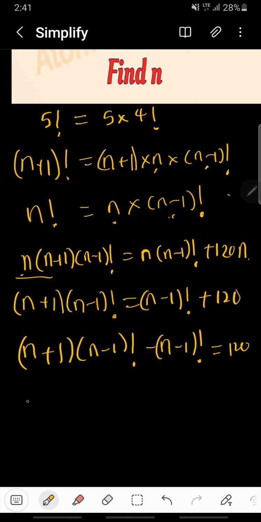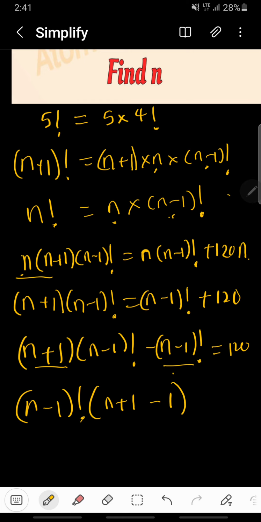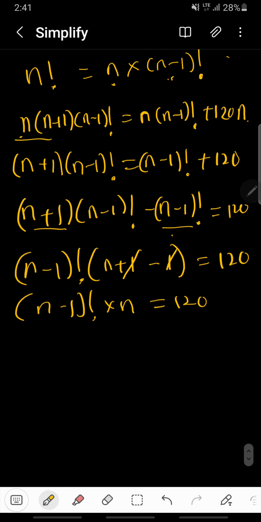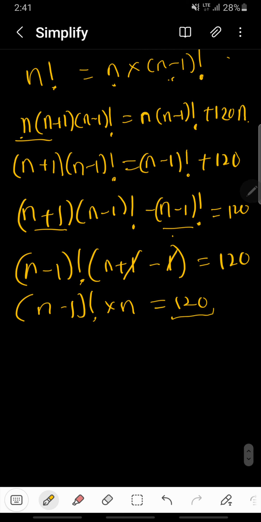From here, n minus 1 factorial is common. I'll factorize it out. It'll give me n plus 1 here, then all of this will be minus 1, is equal to 120, and that is n minus 1 factorial. The n cancels, n times n minus 1 factorial is 120. And if you look at this side here, 120 is the same thing as 5 factorial.